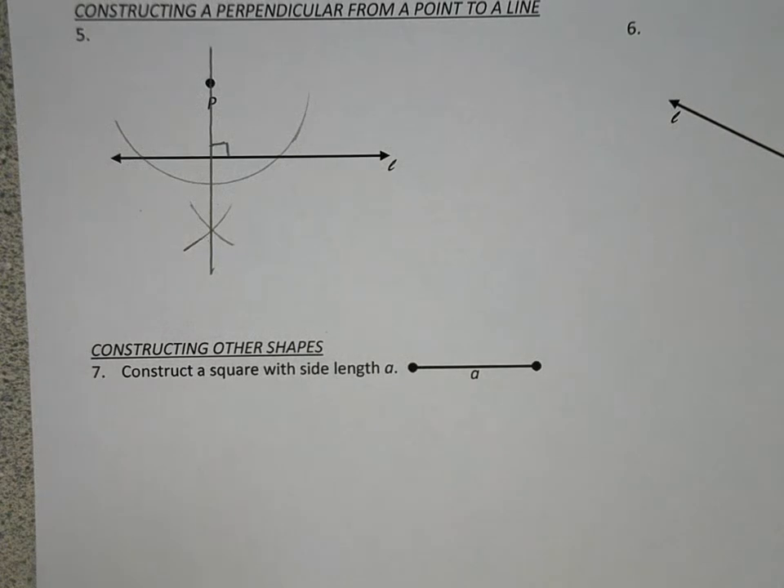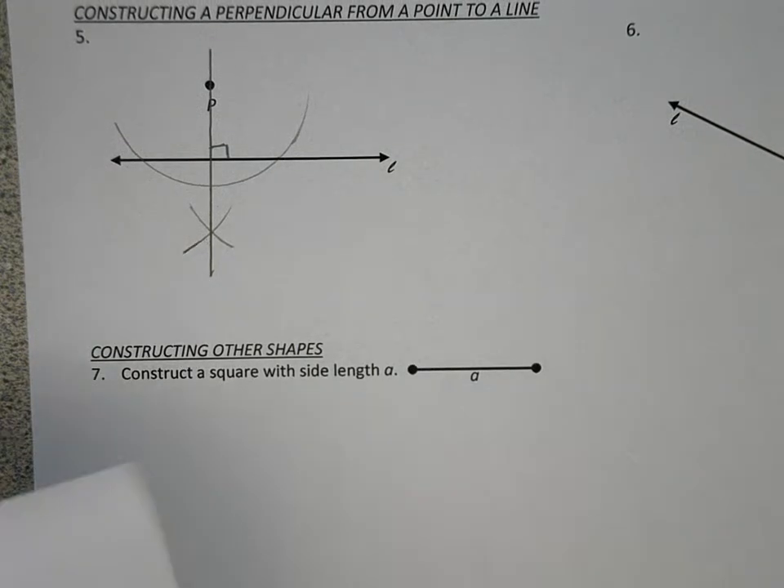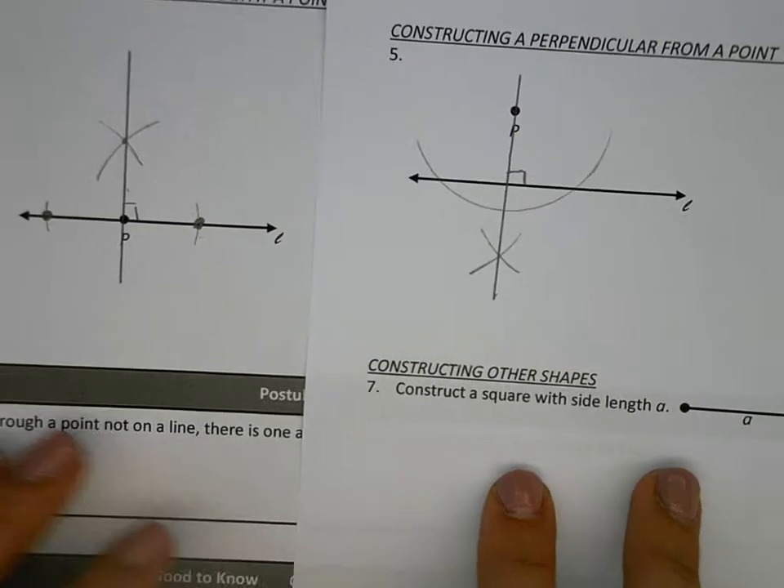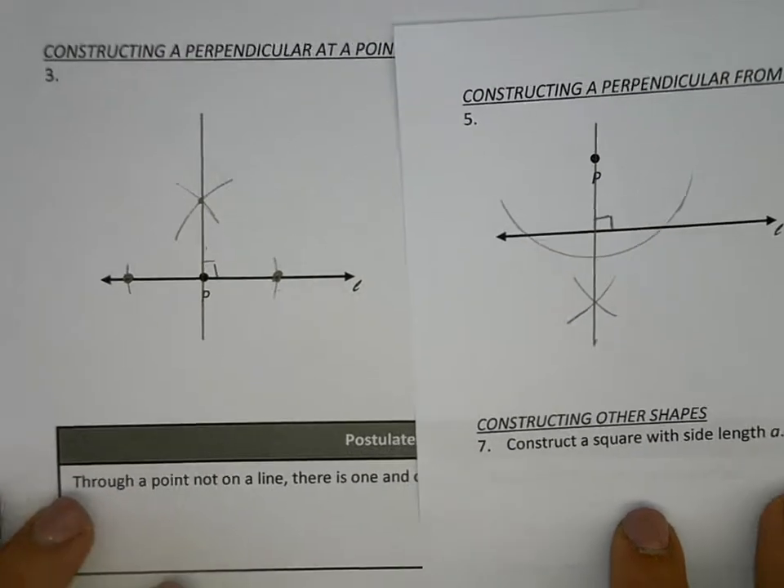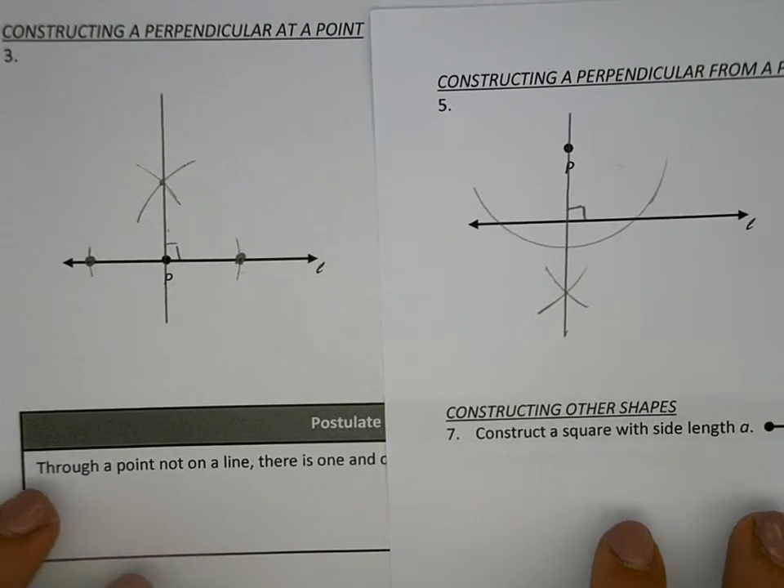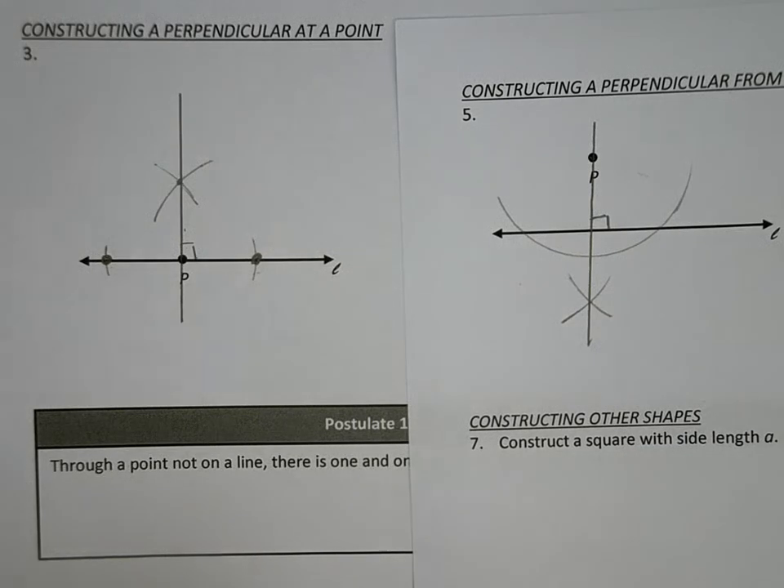So here, let me put here's 3 and 5 so that you have something to go off of for 4 and 6. Okay? So that's how we did 3 and 5, and now do 4 and 6.